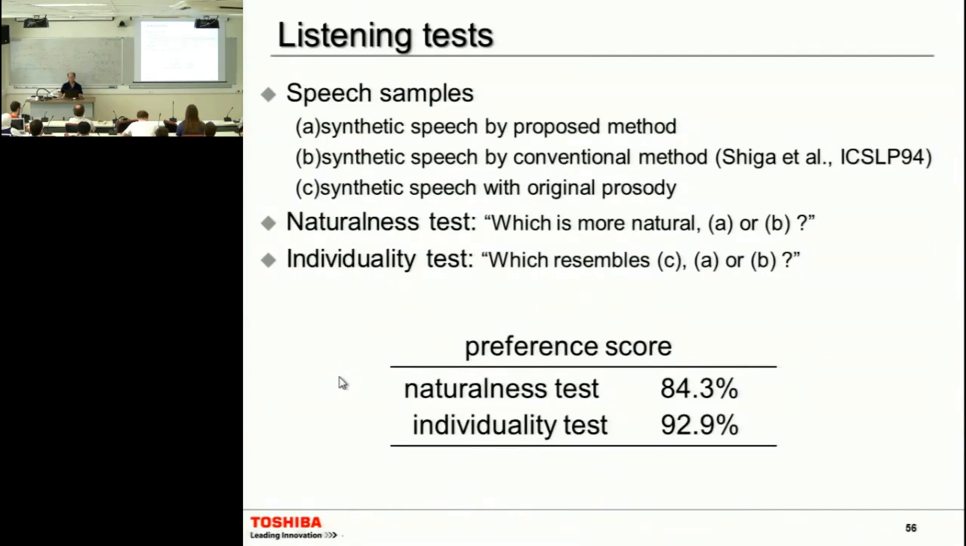And we did a preference test between synthetic speech by the proposed method and synthetic speech by the conventional method. The conventional method uses a CART decision tree to estimate F0 points for a prosodic phrase. And here is the preference test result. For naturalness, the proposed closed-loop training method has a big preference over the conventional method. And also the similarity test. For similarity, the proposed method has a big preference over the conventional method.